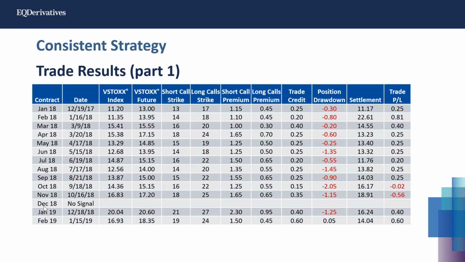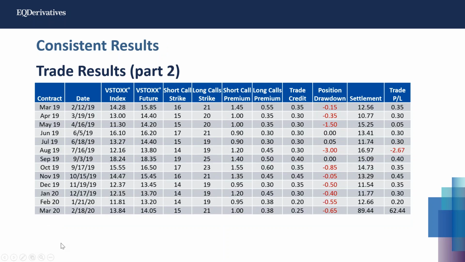In December of 2018, we never had an instance where spot VSTOXX was at a discount to the December future. So there was never an instance where we could have actually put this trade on. Going through March of 2020, you can see we had several more instances of very low VSTOXX where things just kind of drifted lower and we made a small profit.